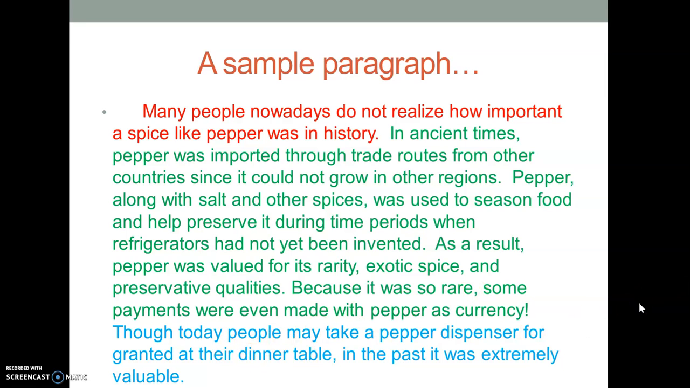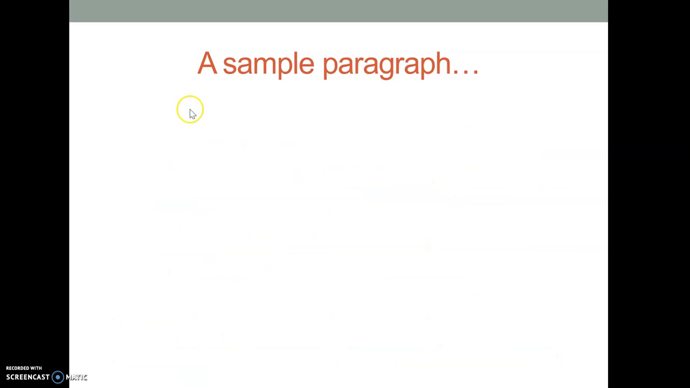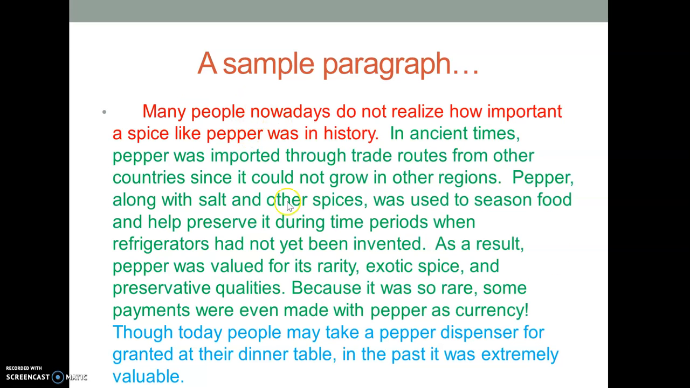This is very similar to the red. It says, though today, people may take a pepper dispenser for granted at their dinner table, in the past, it was extremely valuable. Look back up at the red. Most people nowadays, kind of like people today, may take a pepper dispenser for granted, do not realize how important, you take it for granted at their dinner table. In the past, in history, it was extremely valuable. How important? Valuable. So while they're not saying the same exact thing, they're pretty similar.